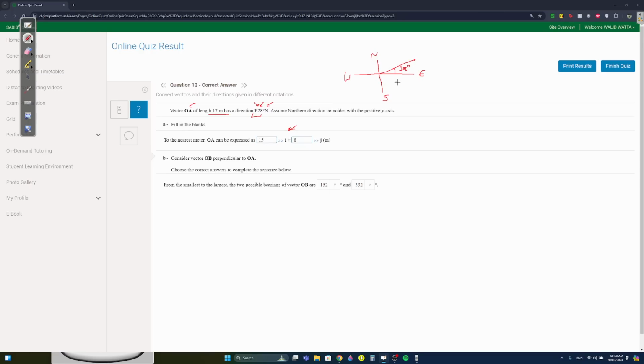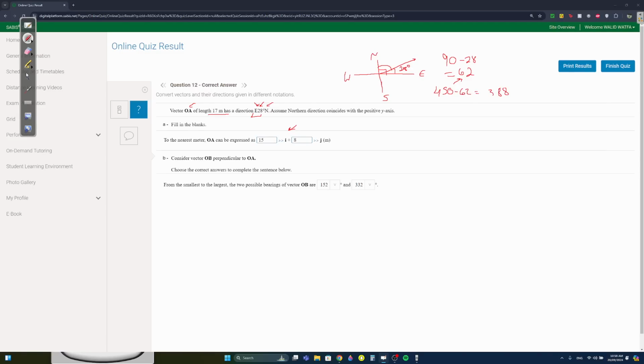Okay. How much is this bearing? Let's see. We know that the bearing starts from north, so we want this. How do we find it? We know this is 90, so 90 minus 28 is 62. Okay, and the angle will be 450 minus the bearing. We found the bearing, 62, so 450 minus 62 equals 388.